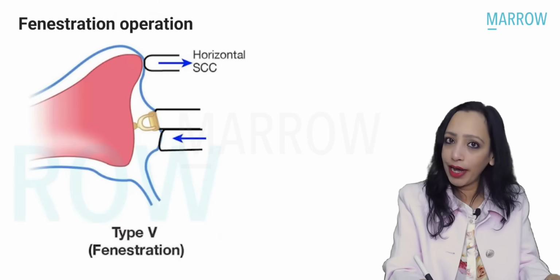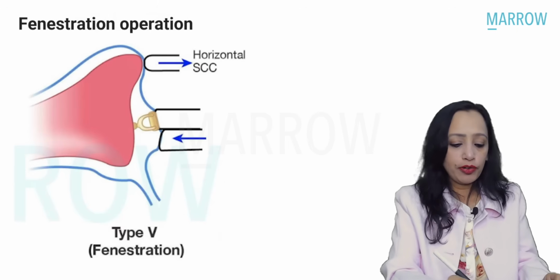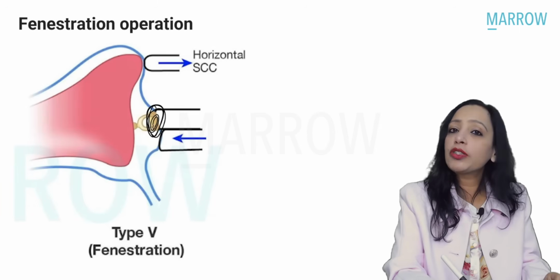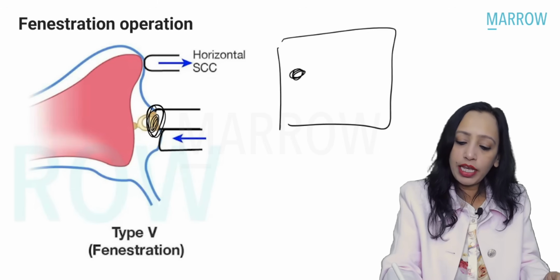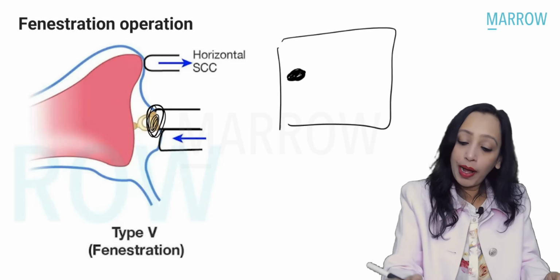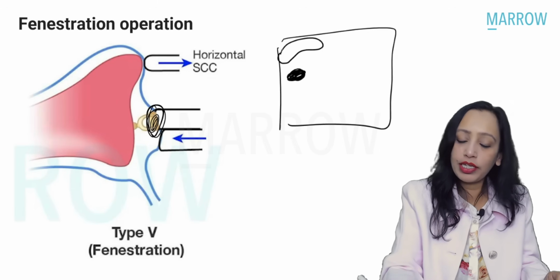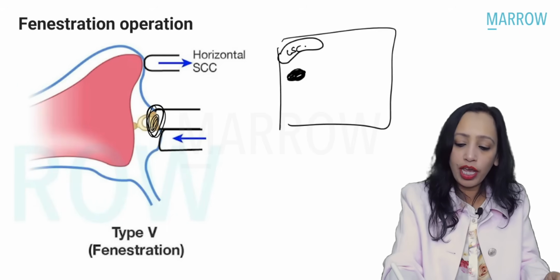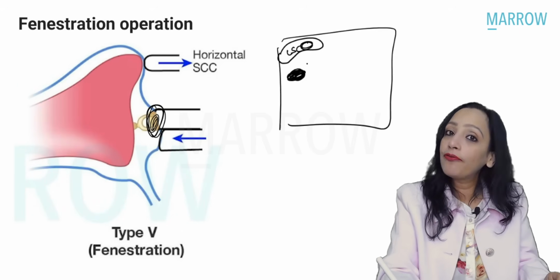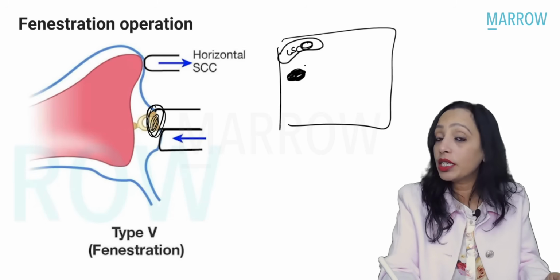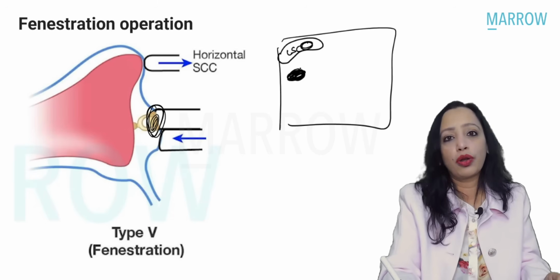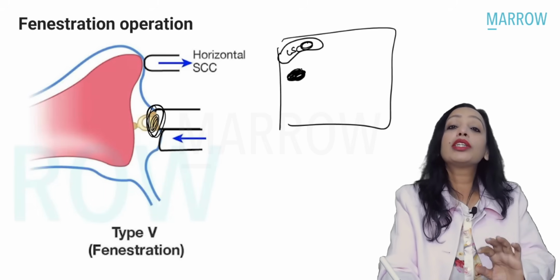And what is type 5? Type 5 is done when the footplate of stapes is fixed. When the footplate is fixed, then what surgeons thought is that now the footplate is fixed, they saw another bulge above the footplate. What is this bulge? Yes, this is the bulge of the lateral semicircular canal. So they made an opening there, a fenestra there. This was known as fenestration operation. This was done for which condition if the footplate is fixed? Yes, otosclerosis. So this was done for otosclerosis. It is no more done now.